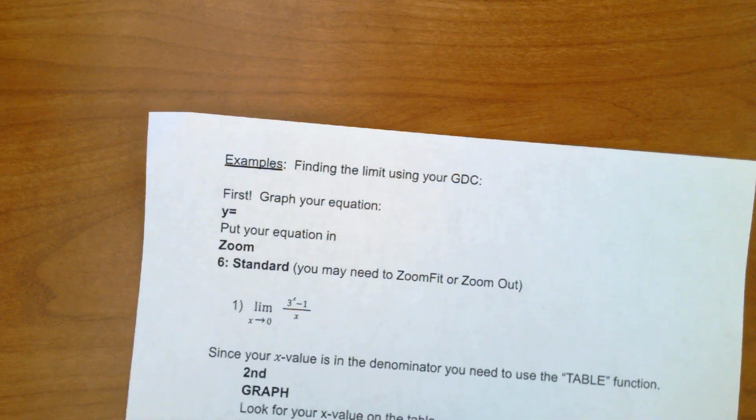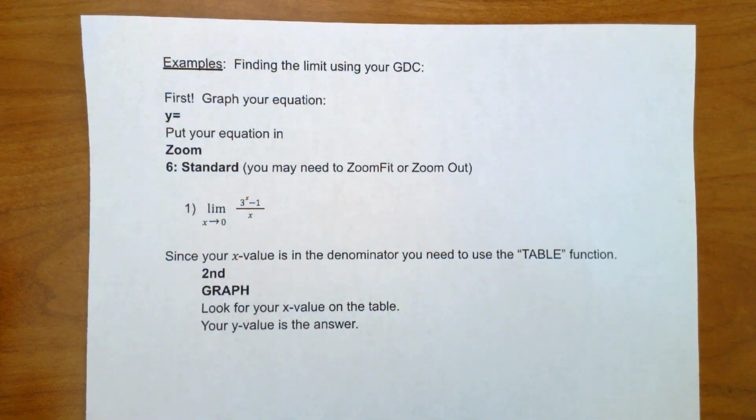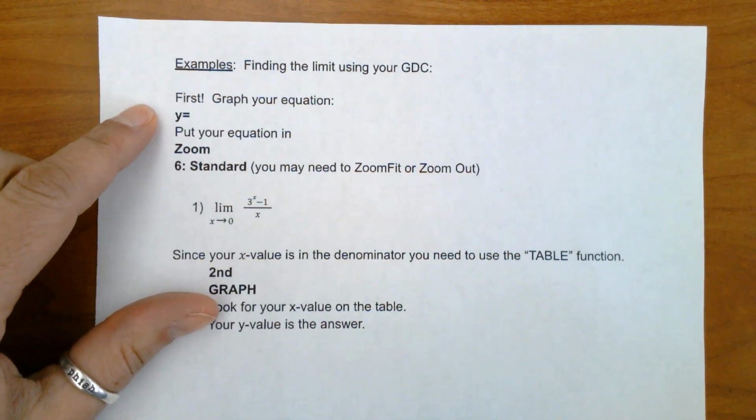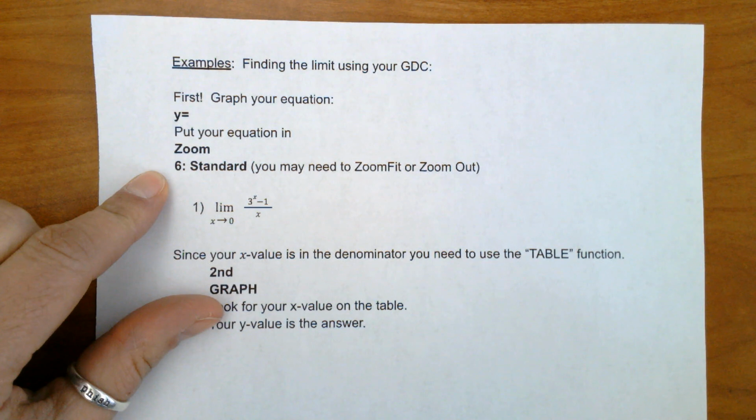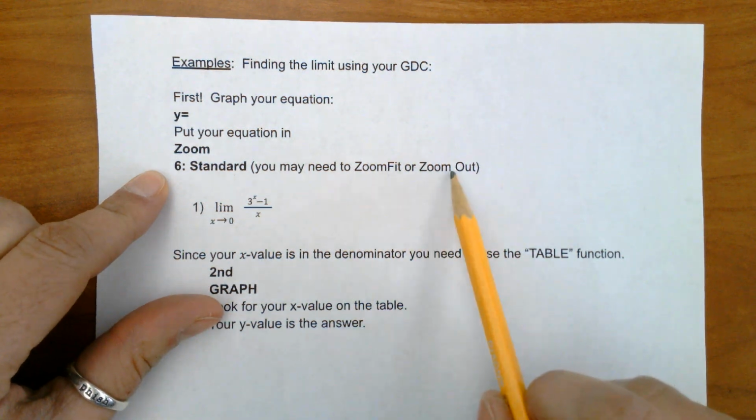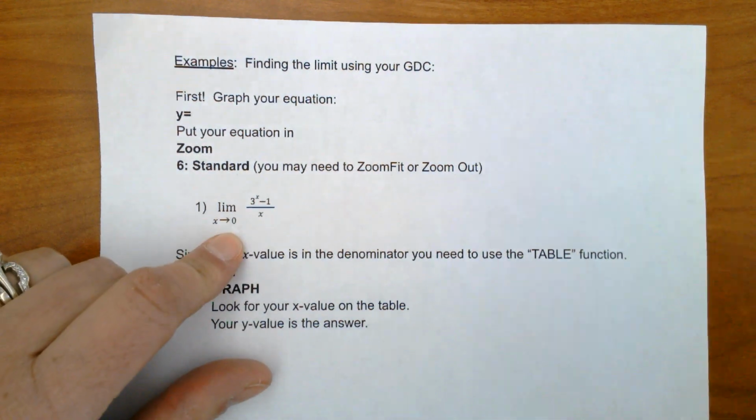Okay, examples. Find the limit using your graphical display calculator. The first thing that we're going to have to do is actually graph our equation. So here are the steps to do that. And we may need to zoom fit or zoom out. We'll look at that. Here's number 1.